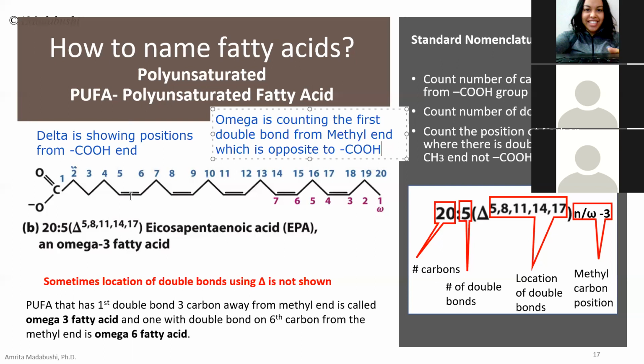Remember, saturated doesn't even have a double bond. So delta will have practically nothing on the top, no double bonds. If it was a saturated fatty acid, we would make this 0 and we will remove all of this and we'll get rid of omegas. Nothing. It's just 20:0.